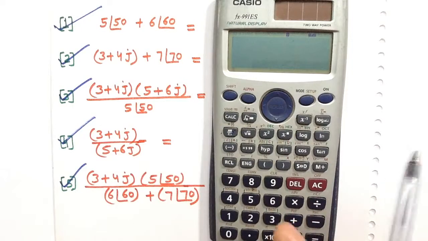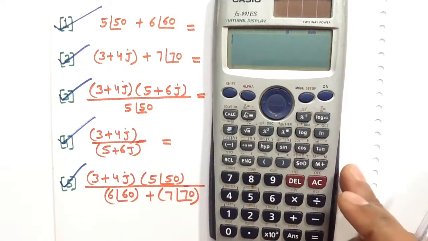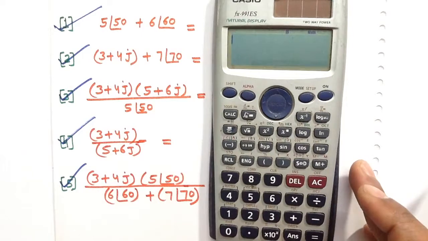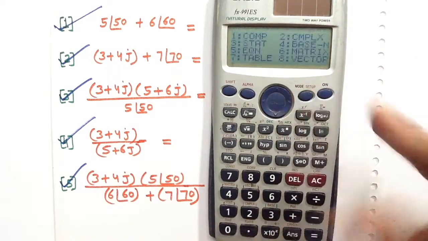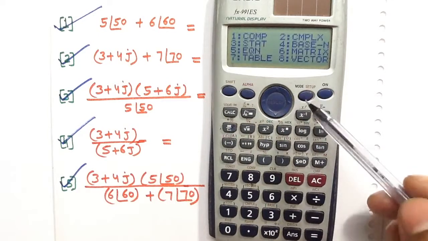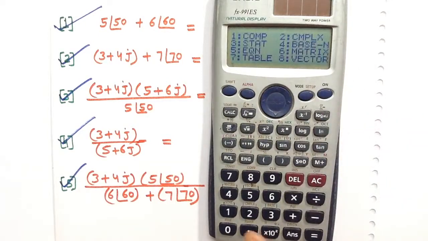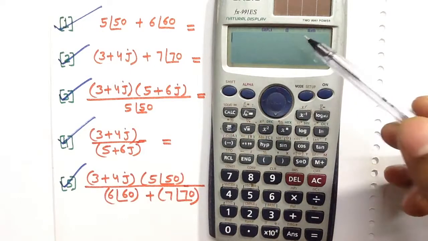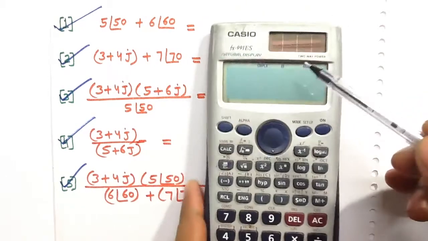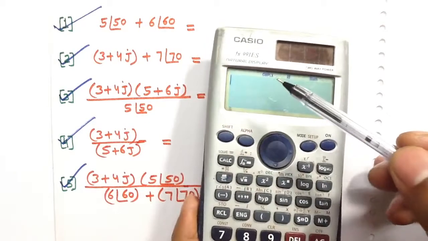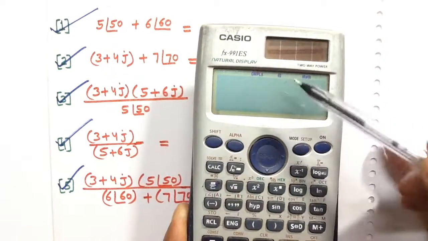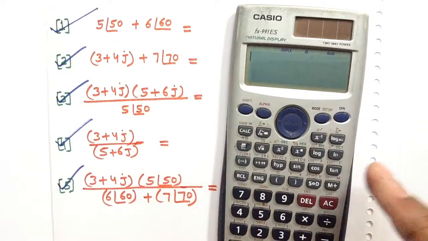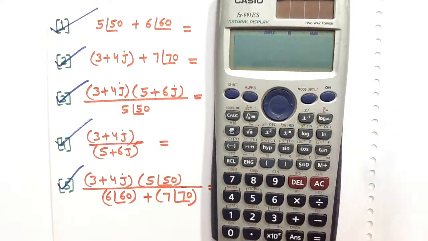Before solving these problems, set the mode of the calculator to complex. Press the button Mode, and then press the button 2. You can see the calculator is now working in complex mode. See, "CMPLX" is written. So now the calculator is working in the complex mode.